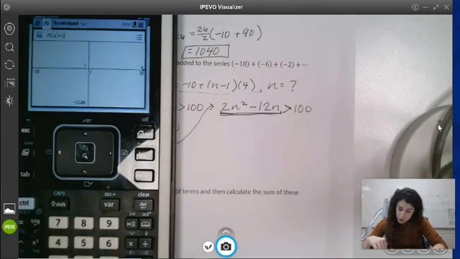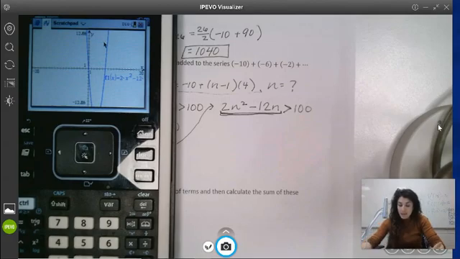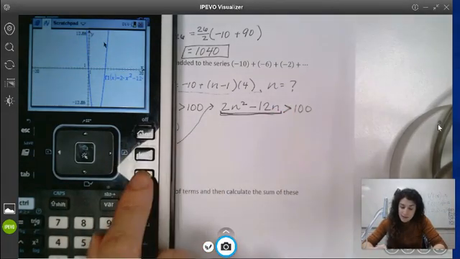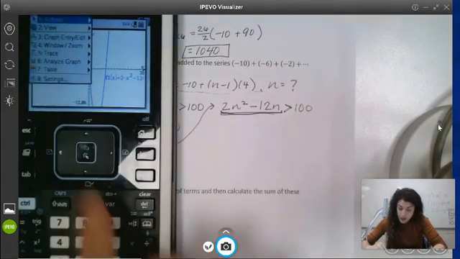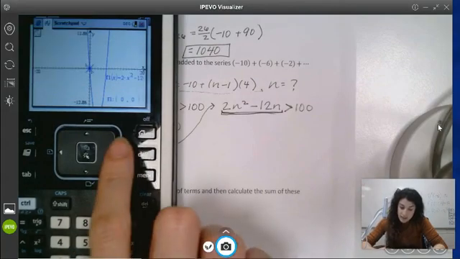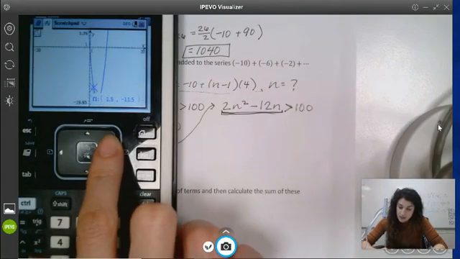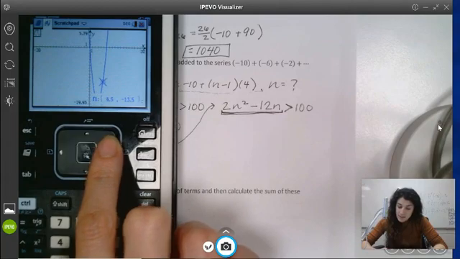So I'm going to do y equals 2, instead of n squared, I'm going to do x squared minus 12x, and then graph it. It's a parabola. We can maybe do menu and then trace, graph trace, and I can start scrolling around and see what's going on. I'm like, okay, well, what happens if I try and get as close as possible?